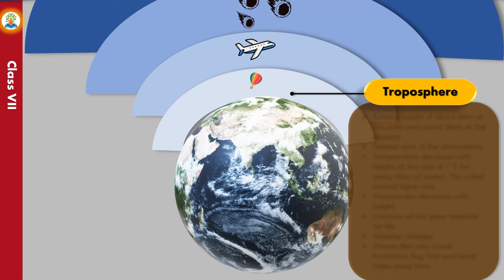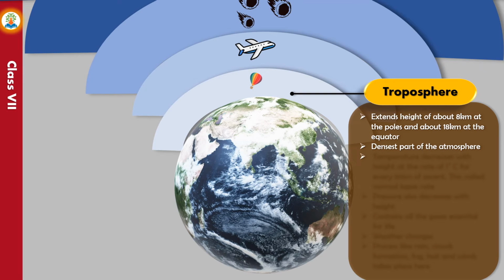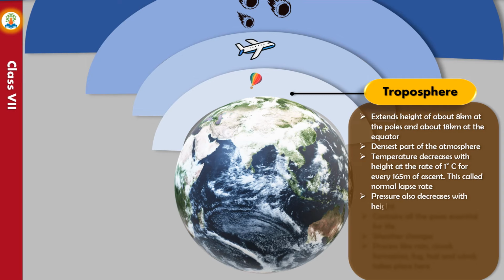Troposphere is the lowest layer of the atmosphere. It extends to a height of about 8 kilometers at the poles and about 18 kilometers at the equator. It is the densest part of the atmosphere. The temperature decreases with height at the rate of 1 degree Celsius for every 165 meters of ascent. This is called the normal lapse rate. Pressure also decreases with height.